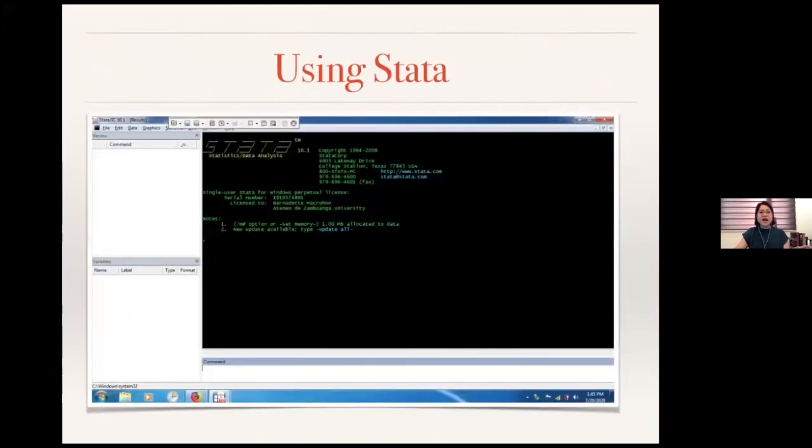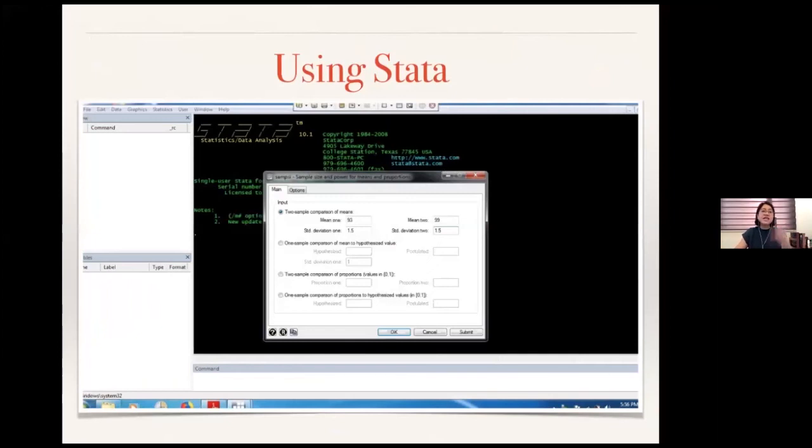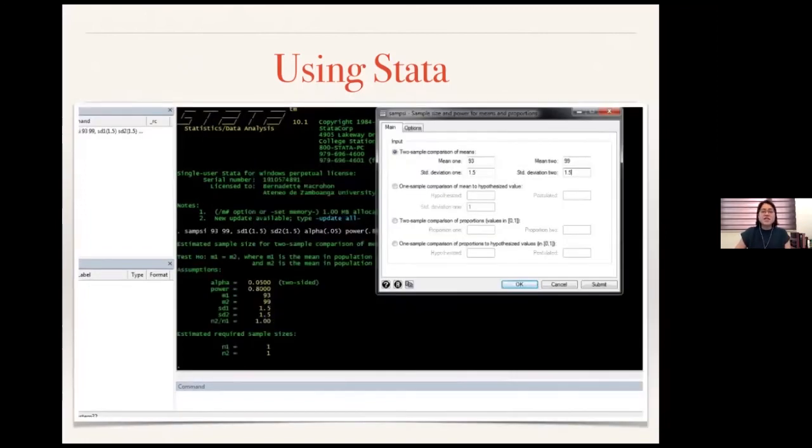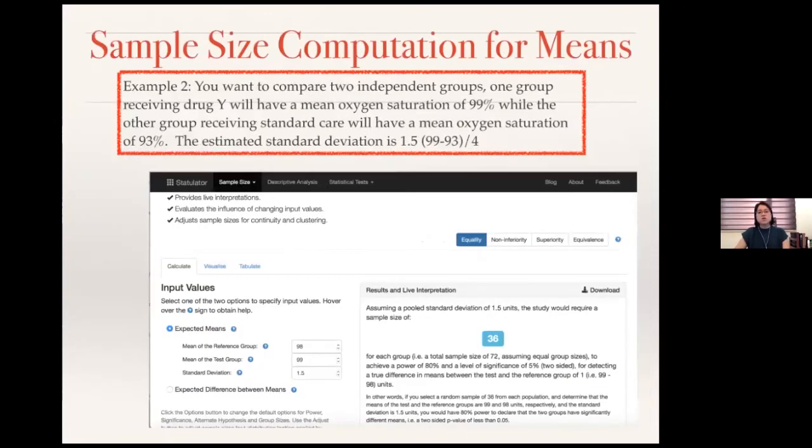If you don't believe that, look, in Stata, I did it. So in Stata, they use the term two-sample comparison of means. So you have two independent samples and you compare the means, no? So mean 1 is 93, mean 2 is 99. The standard deviation is still 1.5. If you compute it, the nice thing also about Stata, you can either decide to compute the sample size or compute the power. And if you compute it, it's really 1, no? So you really just need 1 for each group, no?